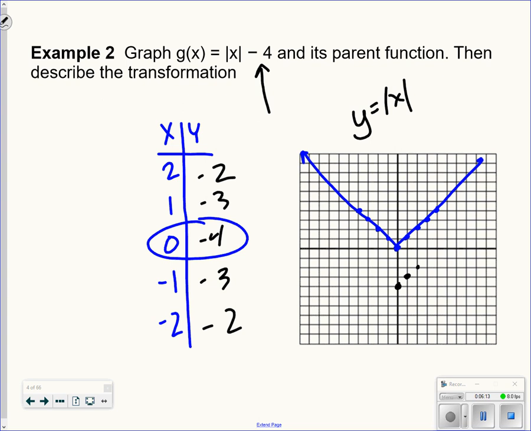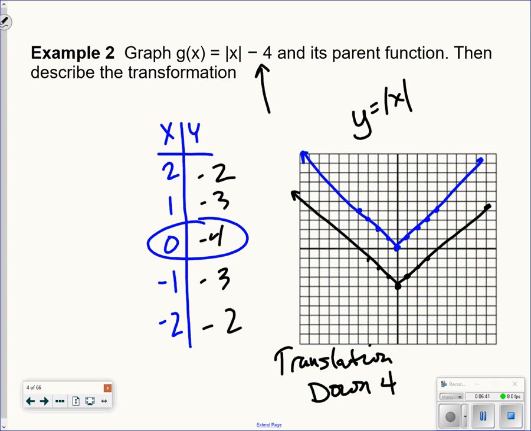And I graph the new function. So what happened in comparison from the original or parent function to the new function? And what happened is this was a translation, and you must use the words translation, down 4. So if you subtract 4 from a parent function, you are doing a translation down 4.